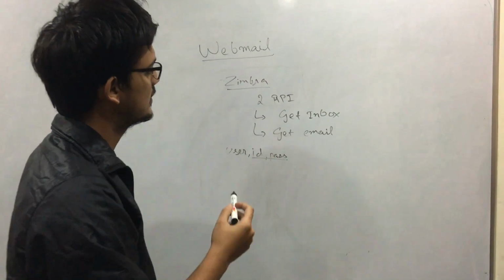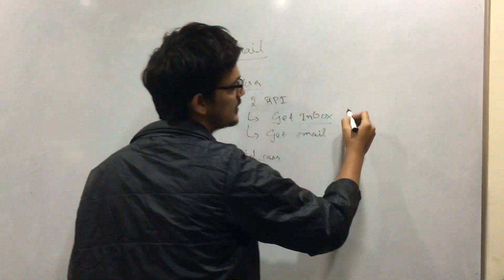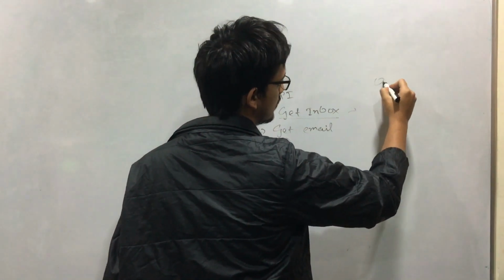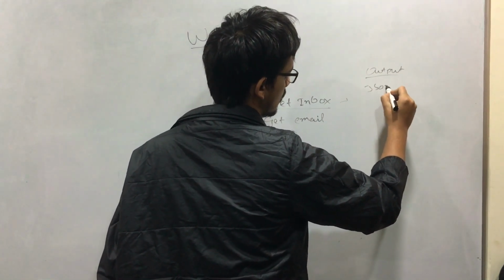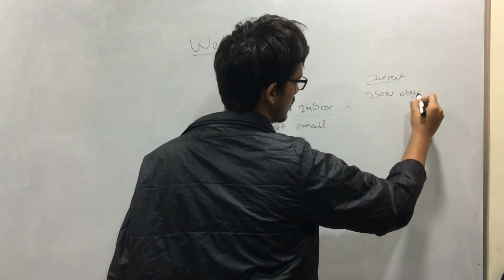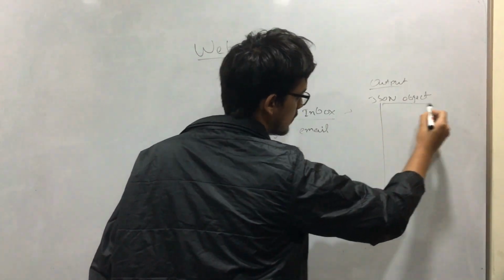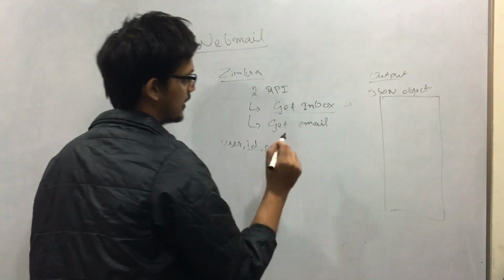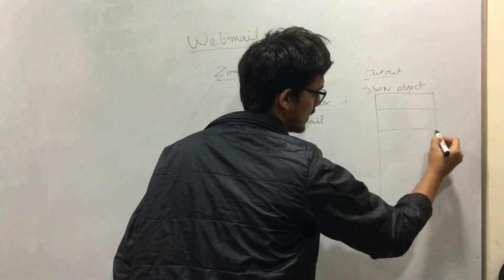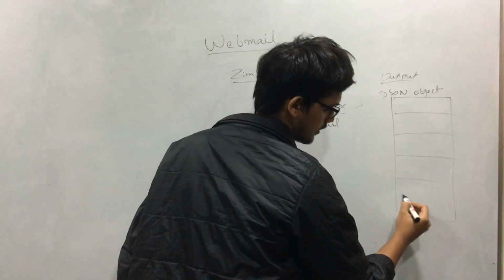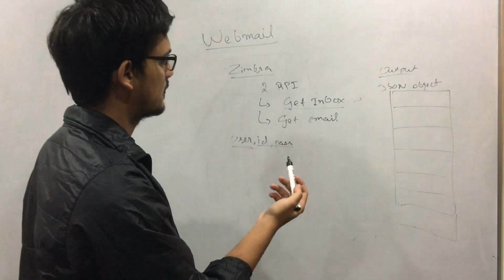So what we are going to test is, we'll test the get inbox API, and if it returns the correct output, the output should be a JSON object which will have a list of all the emails in this user's inbox. So if the inbox is returning the correct items, then we'll consider that this test case passes.